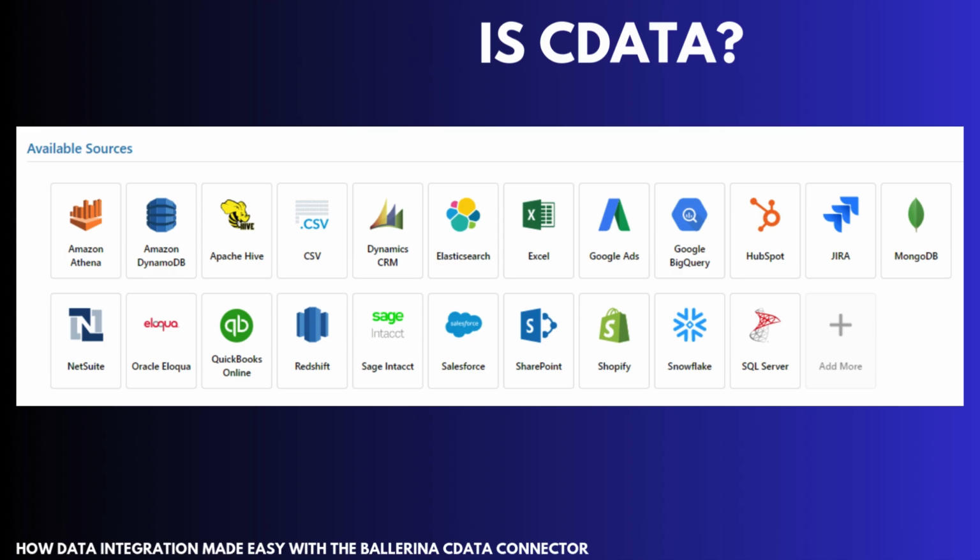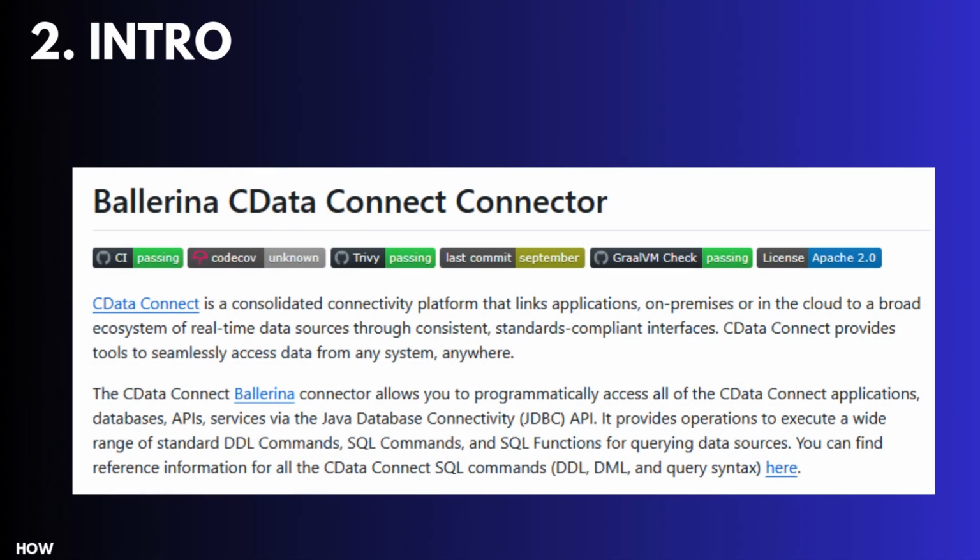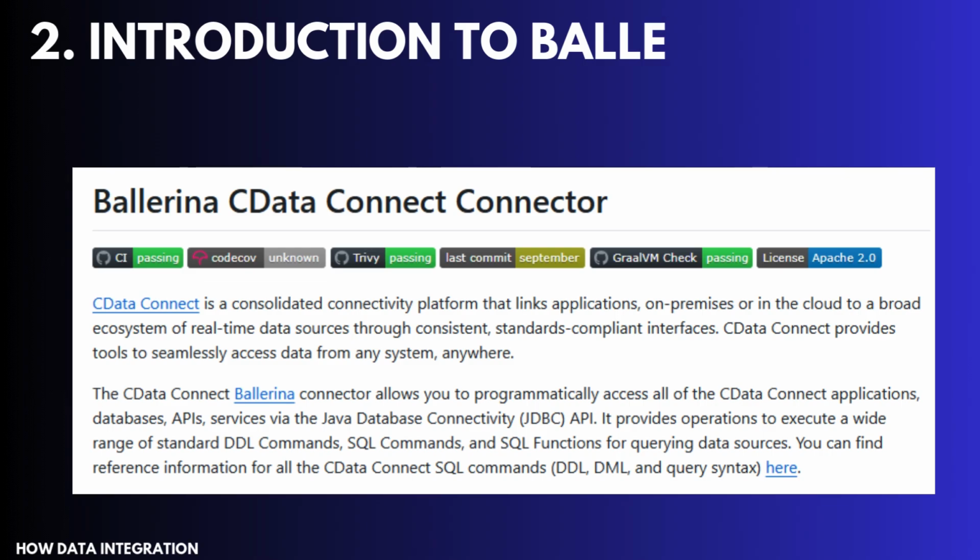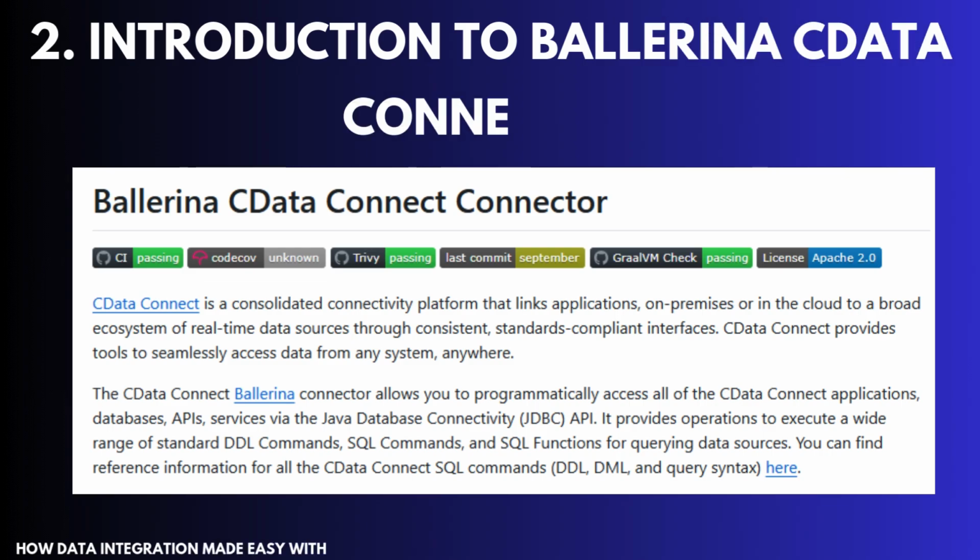quickly and easily. The CData Connect Ballerina connector allows you to programmatically access all of the CData Connect applications, databases, APIs, and services via the Java Database Connectivity API. It provides operations to execute a wide range of standard DDL commands, SQL commands, and SQL functions for querying data sources.